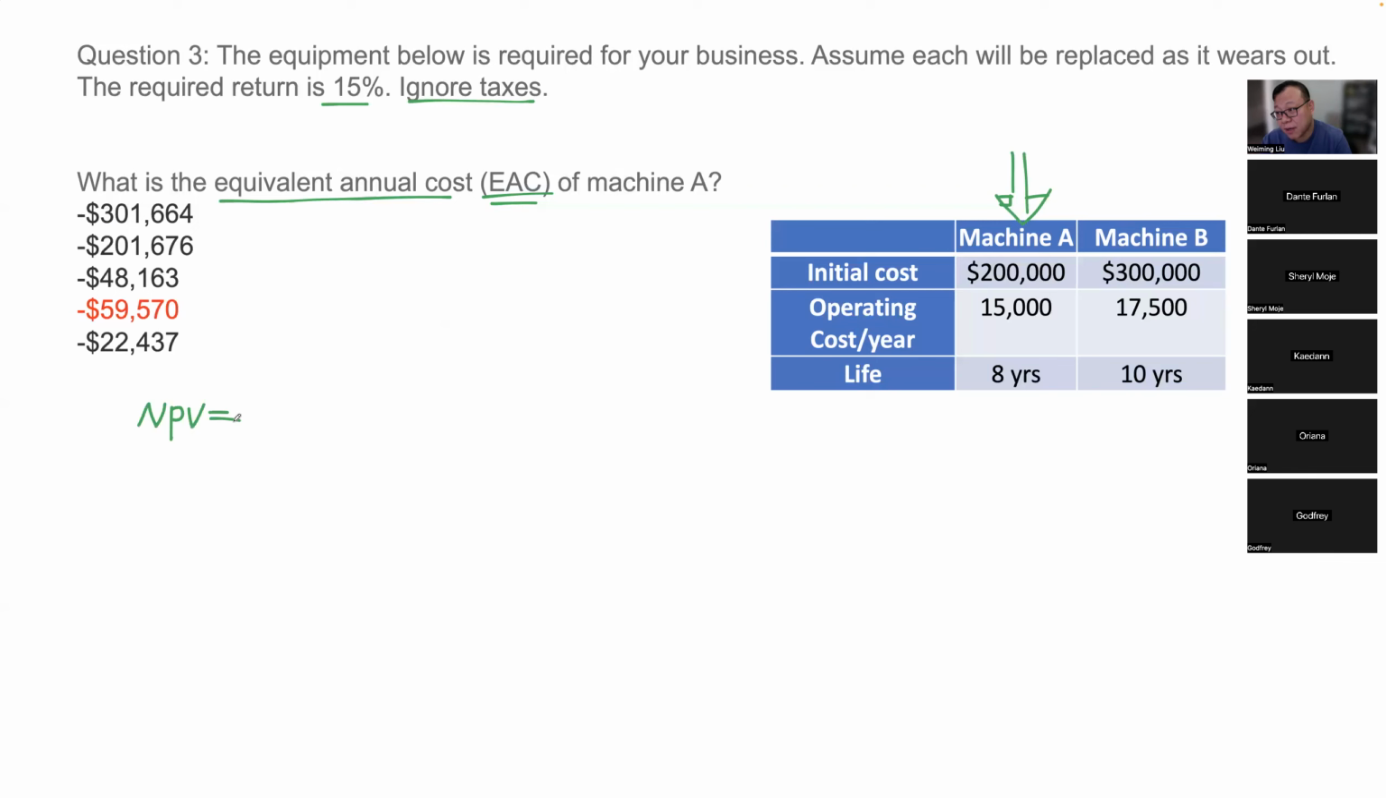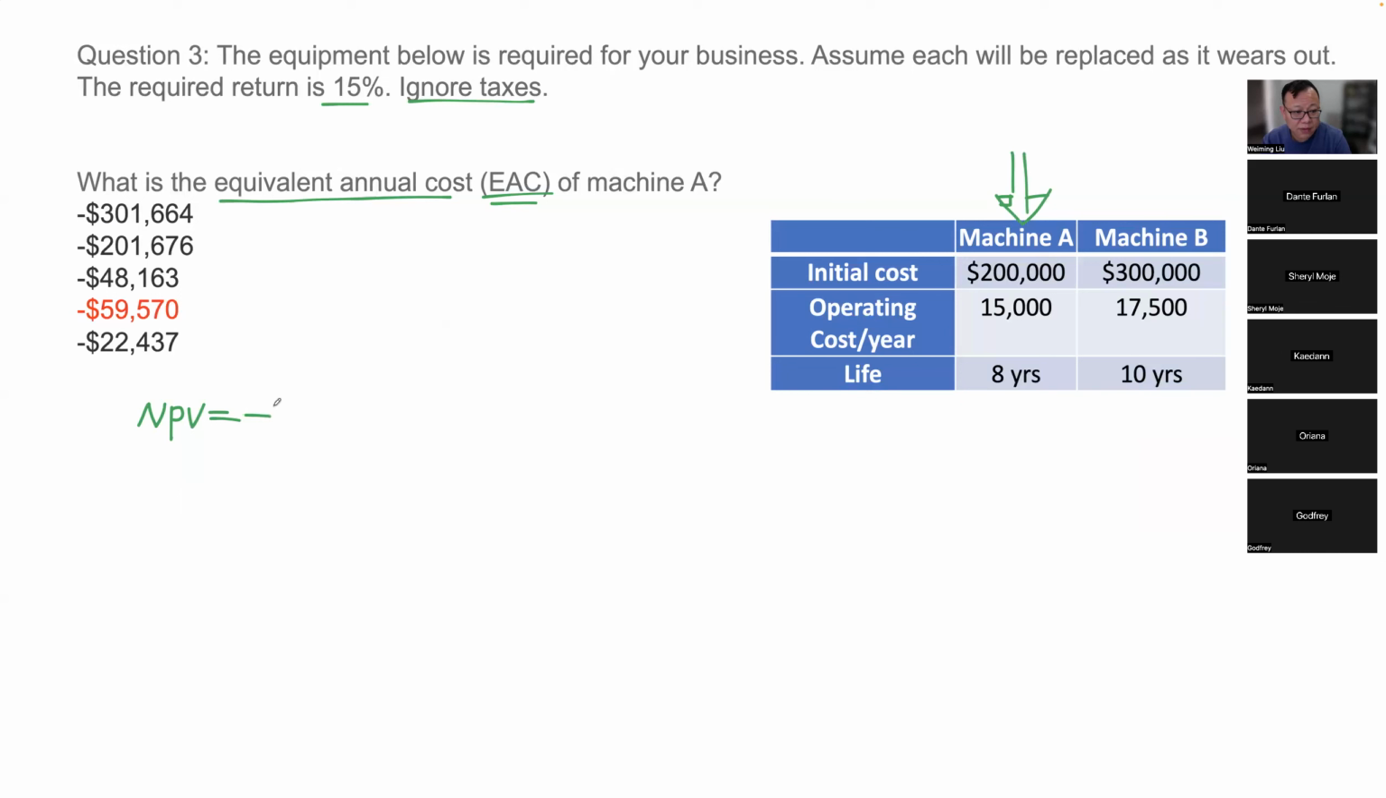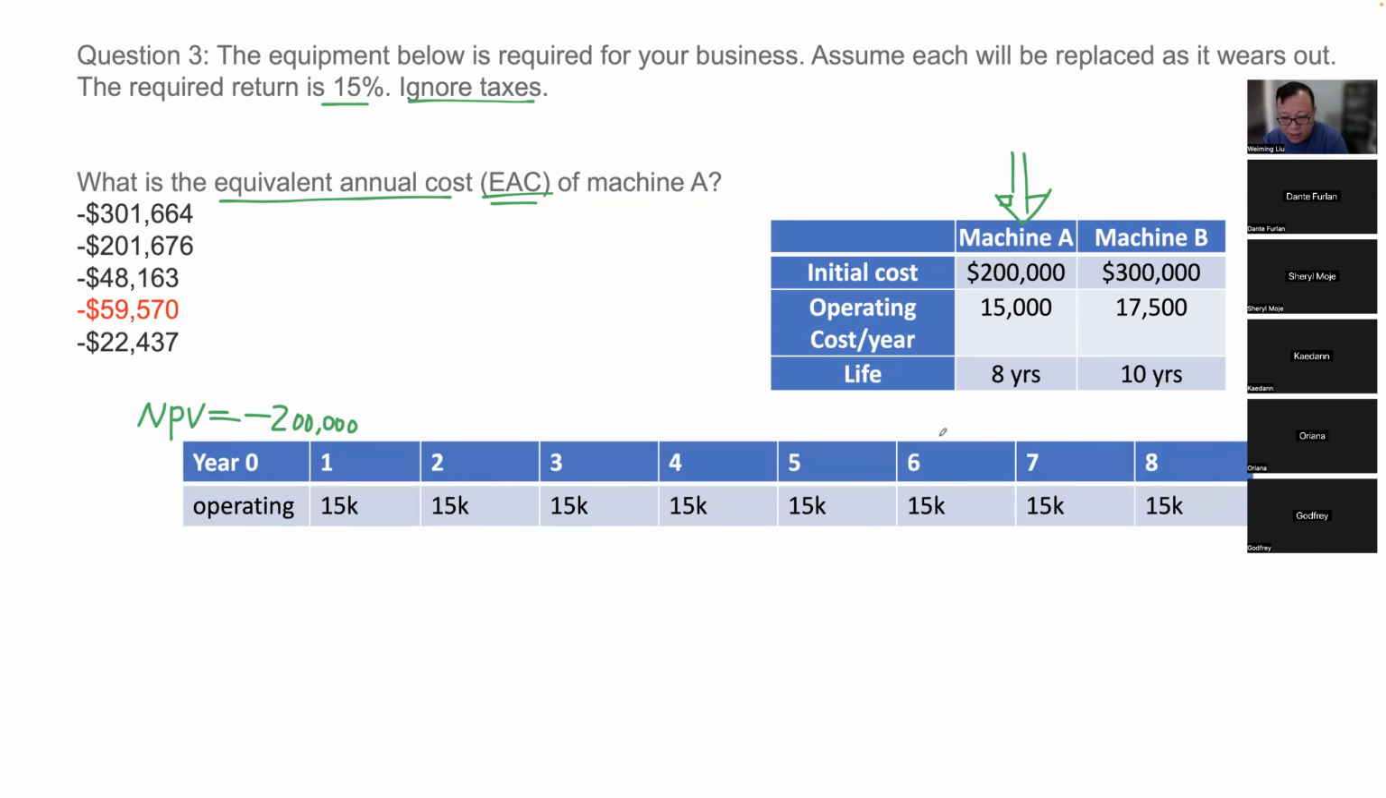Well, year zero is easy. Year zero is just negative 200,000, right? That's your cost. So that's easy. But what about the 8 years? So years 1 till year 8, right? So this is an annuity. Each year is 15,000.